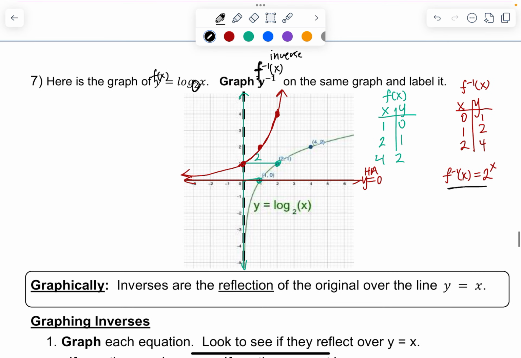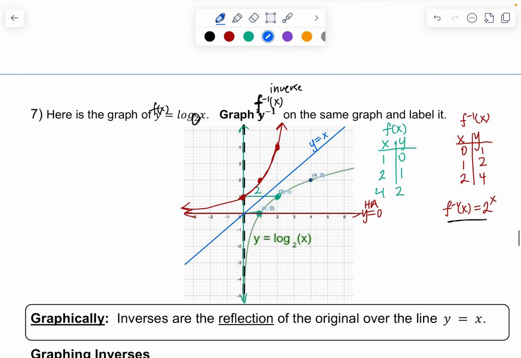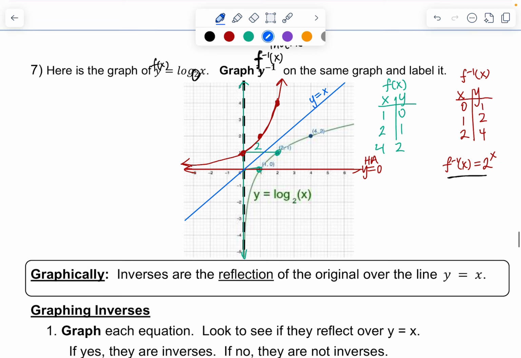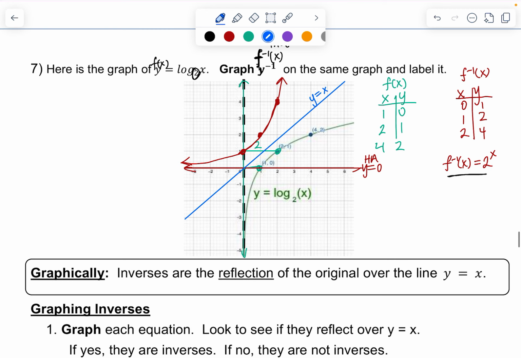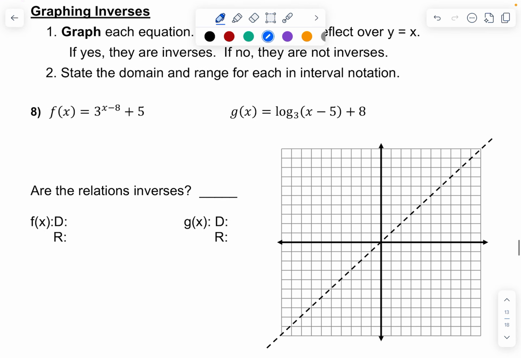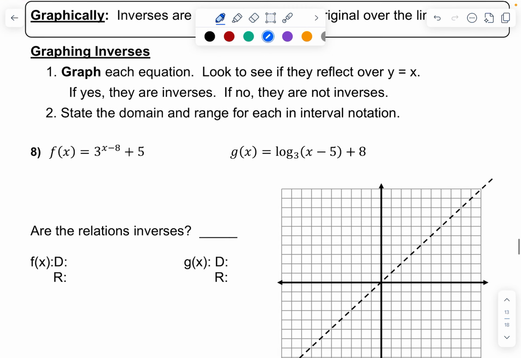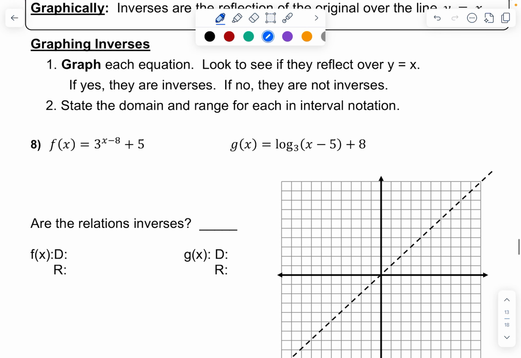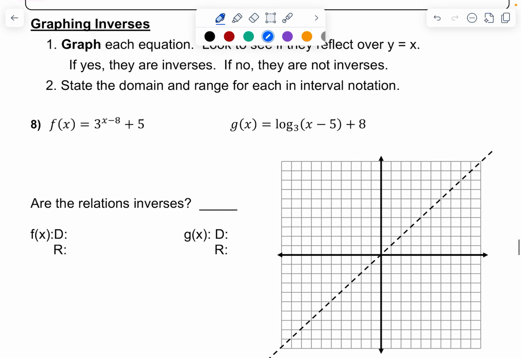And so something else you'll notice is that anytime you're dealing with inverses, it doesn't matter what kind of function you're dealing with, they're always going to be reflected across the slanted line through the origin. This is the y equals x line. And so they should always be mirrored across that line. So if you need to determine graphically if something is an inverse, you just need to check to make sure that's true. And so we can do this next problem and graph them and see if they are reflections.